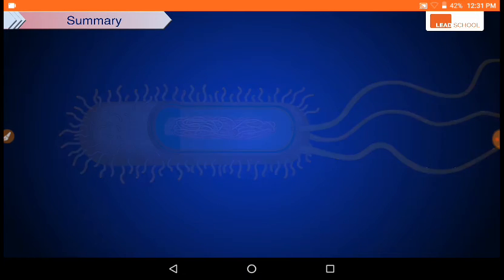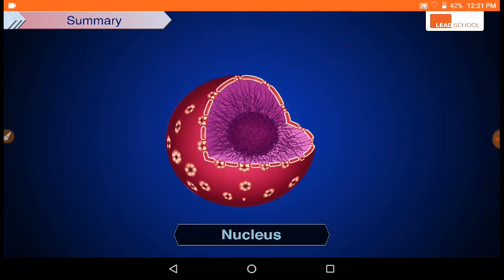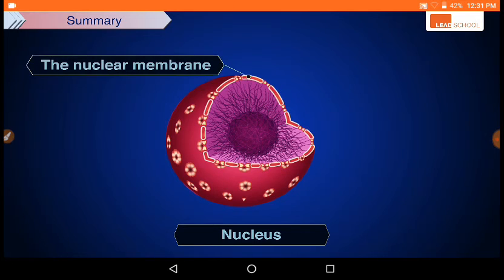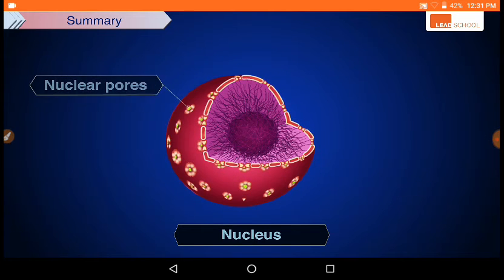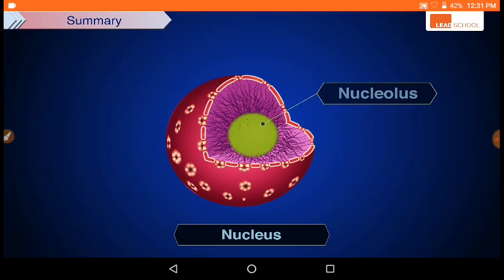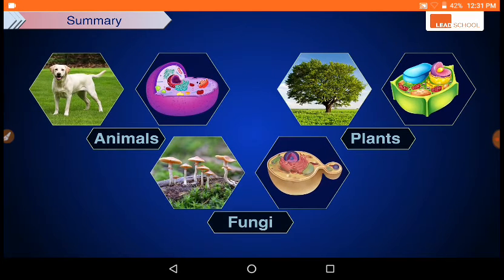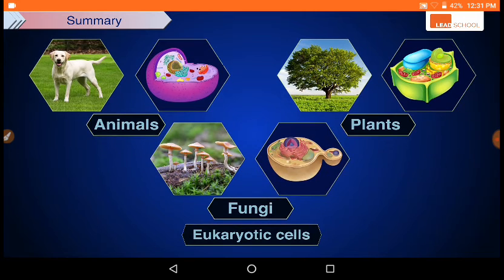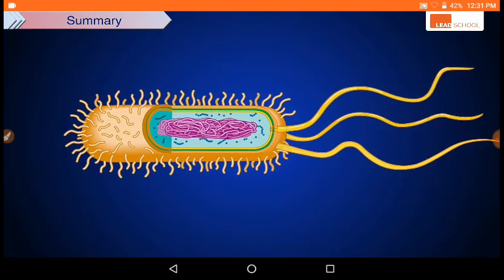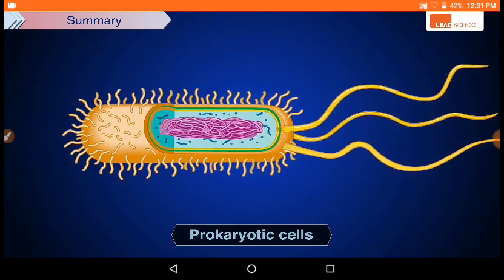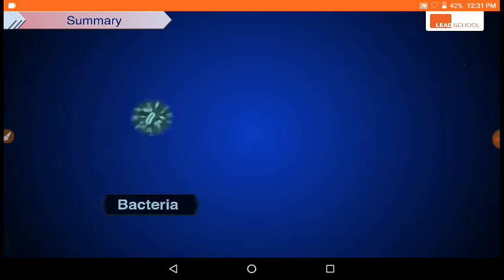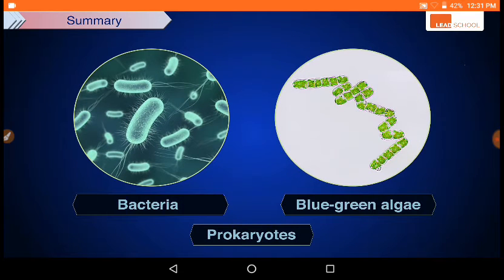Let us summarize. So today, we learnt about the nucleus. It is the largest organelle of the cell and has different parts: the nuclear membrane, nuclear pores, the nucleolus, and chromosomes. We also learned that cells with a well-defined nucleus are called eukaryotic cells. Organisms that have eukaryotic cells are called eukaryotes. Cells in which the genetic material floats in the cytoplasm are called prokaryotic cells. Organisms that have prokaryotic cells are called prokaryotes.